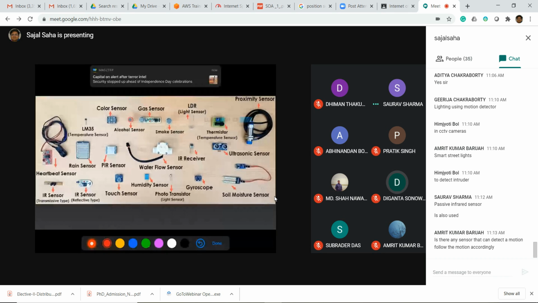Amrit has written: is there any sensor that can detect a motion and follow the motion accordingly? Yes, this kind of sensor is there actually. These are being used by ballistic missiles. Whenever you throw one missile, you can send another missile which will follow that missile to destroy it. That is actually based on that motion sensor.